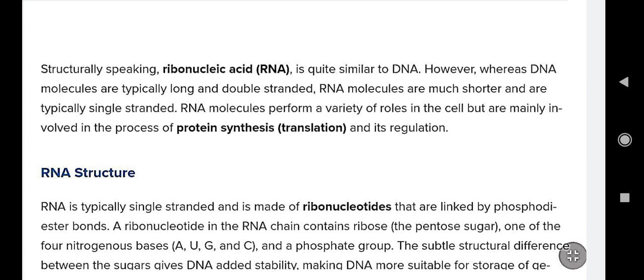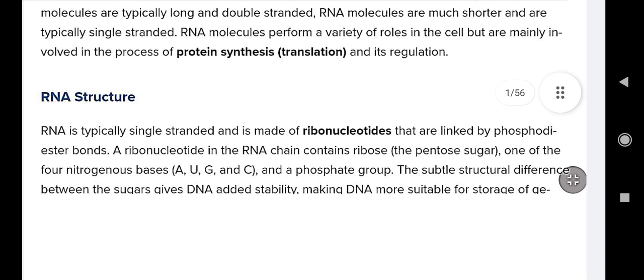RNA molecules perform a variety of roles in the cell, but they are mainly involved in the process of protein synthesis and its regulation. And you know that during translation, RNA is used as a template for the synthesis of a particular protein. Now let us look at the structure of RNA.